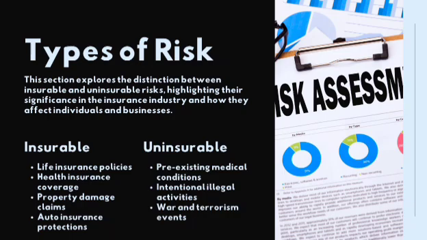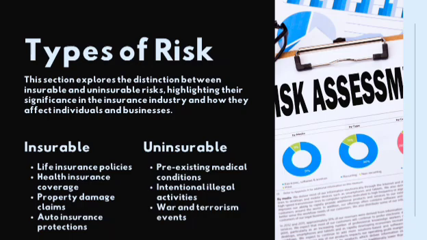For example, the risk that your shop may catch fire is a pure risk. Either you suffer a loss or nothing happens. You can't gain from a fire. Now, what are the key features of pure risk? Only possibility of loss or no loss.